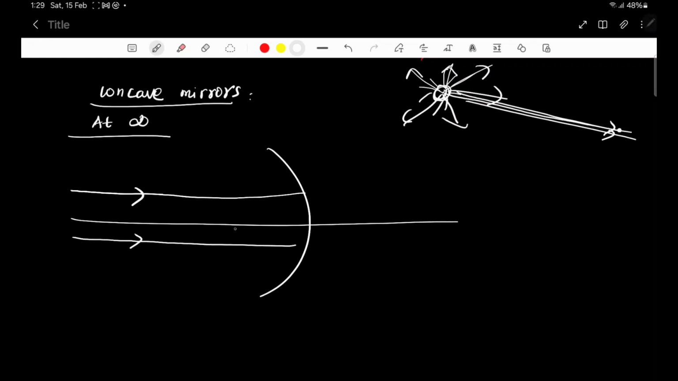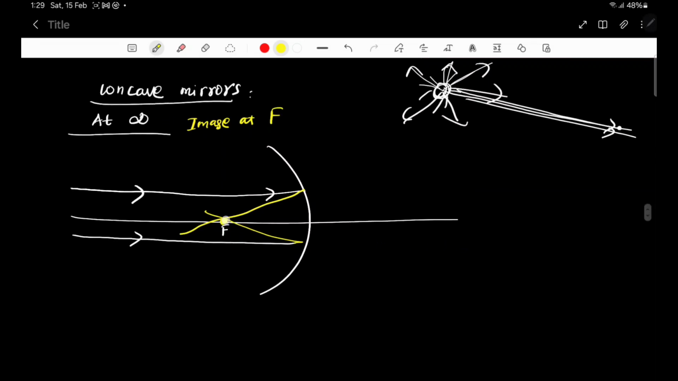So these parallel light rays, after getting reflected, we know the reflected rays will pass through the focal point. So the image will be formed exactly at the focal point. If the object is located at infinity, the image will be formed at the focal point. Also, since at the focal point the light rays converge, the formed image will have diminished size, which means it will have zero size. It will be point-sized.